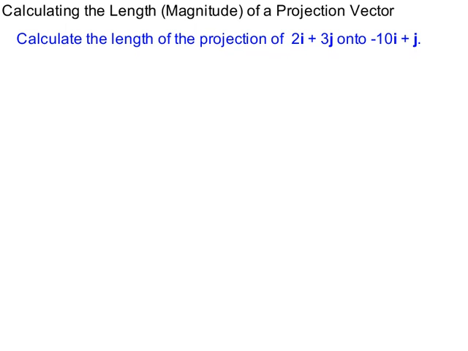Okay, in this video we're going to focus on how to calculate the magnitude of a projection vector, or the length, which is the same thing as the magnitude. So here I'm going to project the vector 2, 3 onto negative 10, 1. It might be good to draw a picture of what this may look like.